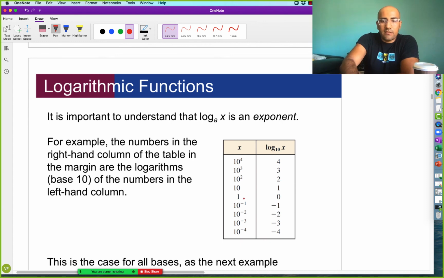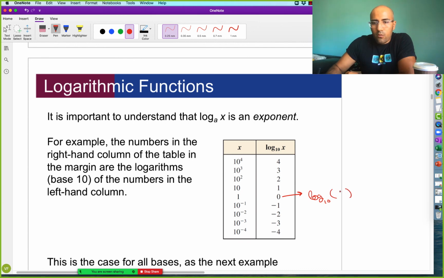If x is 1, then log base 10, so this guy right here, is saying that if we input a 1, the answer is 0. And why is that? Well, 10 to what power equals 1? That's what this is really asking you. And as we know, any number raised to the power of 0 must be a 1. That's why we get an answer of 0 there.